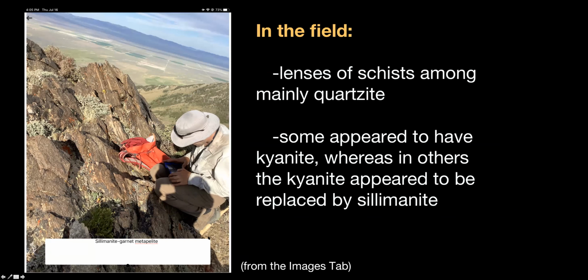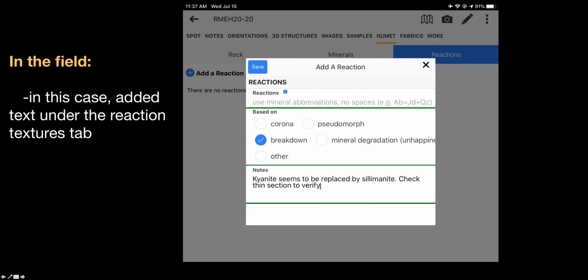And so in this area, we were really interested because in some of the metapelite samples, you could see kyanite, whereas in others, it appeared that the kyanite was being replaced by sillimanite. To me, this is a good example of a reaction texture, so this would be a spot where under the Igmet tab, under the third subtab, Reactions, we can put in this information, right? Where we have a breakdown, or it seems like that kyanite is being replaced by sillimanite.